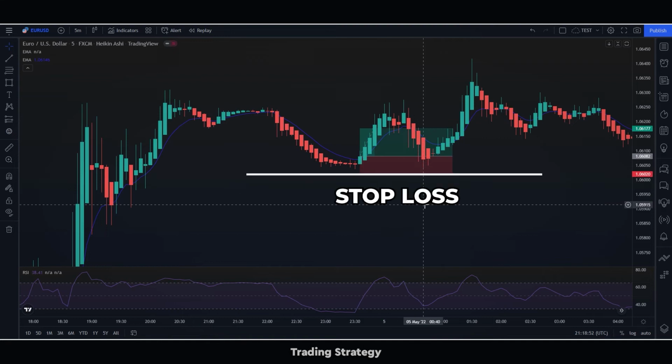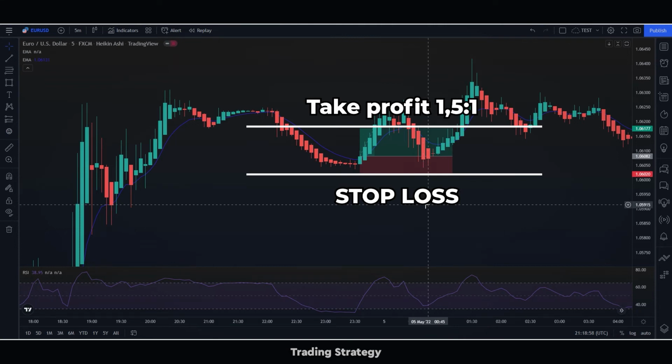We will put the stop loss at the last big low, and the take profit in a risk-benefit ratio of 1.5 to 1. This means that we will risk 1 to try to get 1.5.